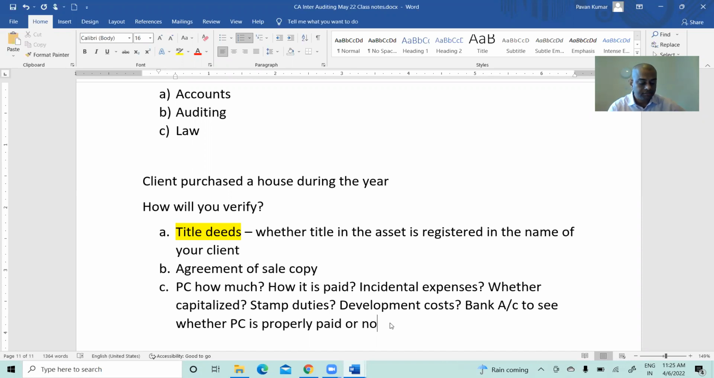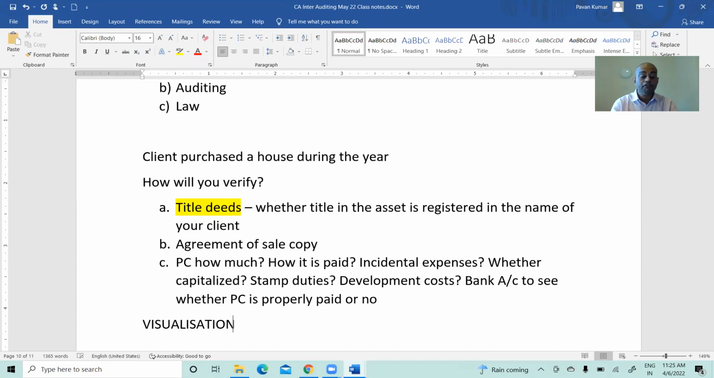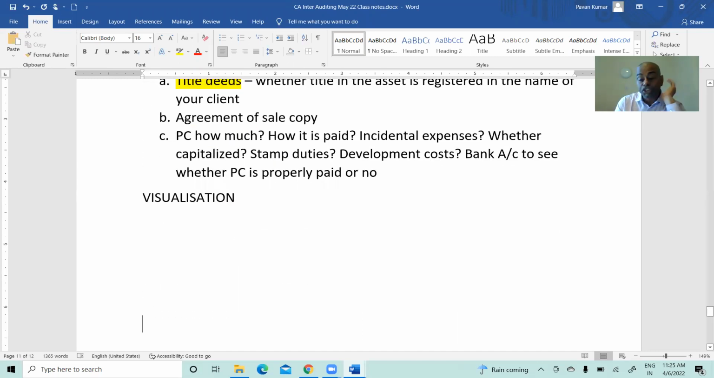You understand? Yes, sir. So it is simple. All the answers in this chapter are to be written with two things. One, your common sense. Two, practical understanding of how the system of auditing works. For this, the best way is visualization. Visualization works here. You just have to close your eyes and think, okay, if this is the transaction, what am I supposed to do?